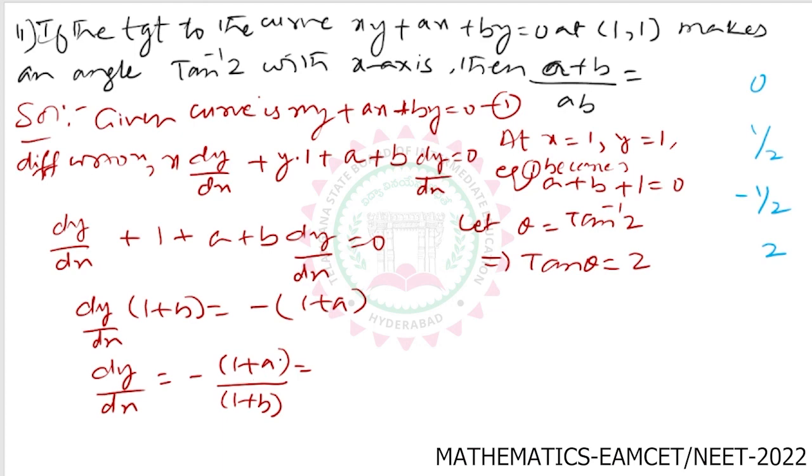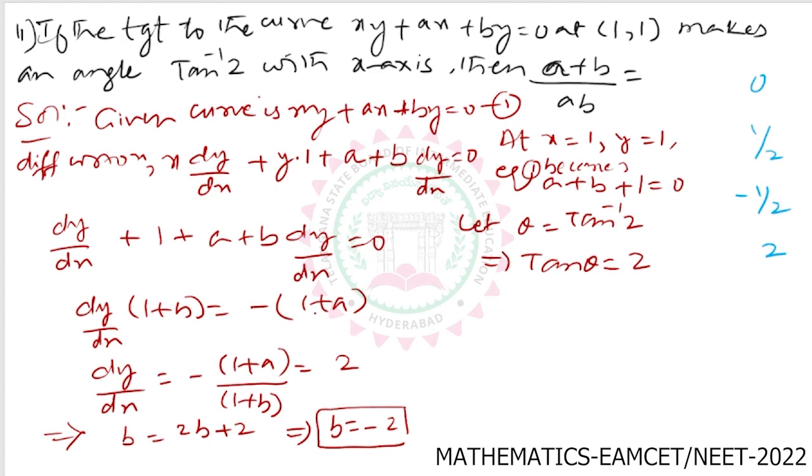if I divide, this is given as 2, because tan theta is equal to 2, or this on simplification, I am getting that b is equal to 2b plus 2, or b is equal to, if I simplify this, 2b minus b is equal to b is equal to minus 2. So I am getting the value of b is equal to minus 2.